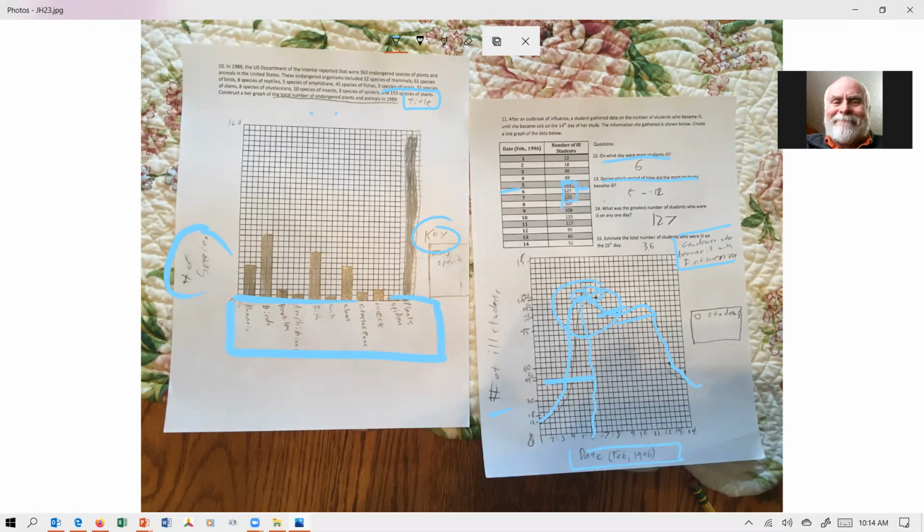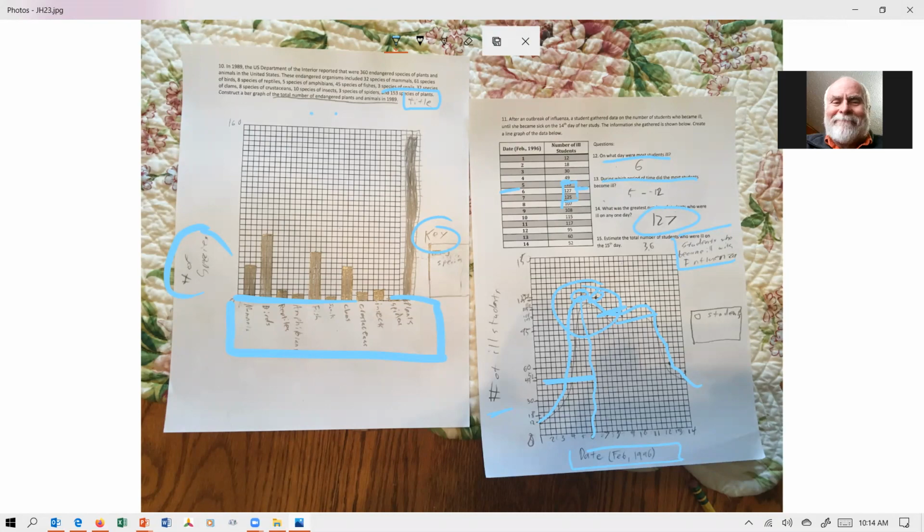What day was the greatest number of students who were ill on the same day? Correct, that would be day 6, which is 127. What was the greatest number of students? Yes, 127 on day 6.